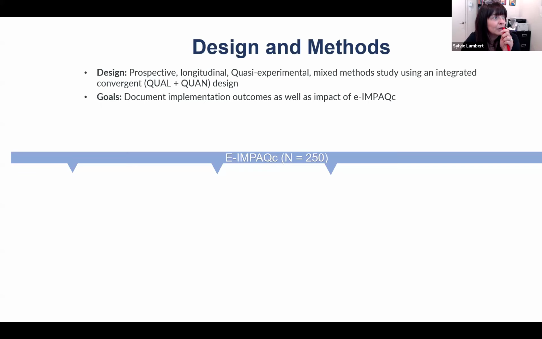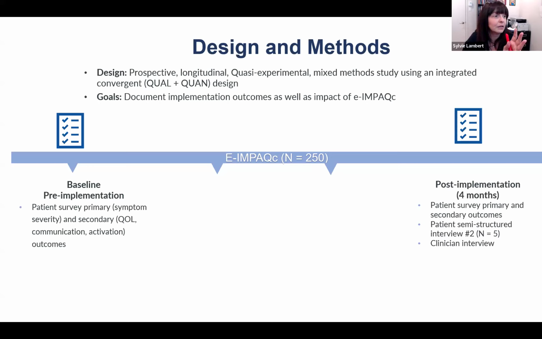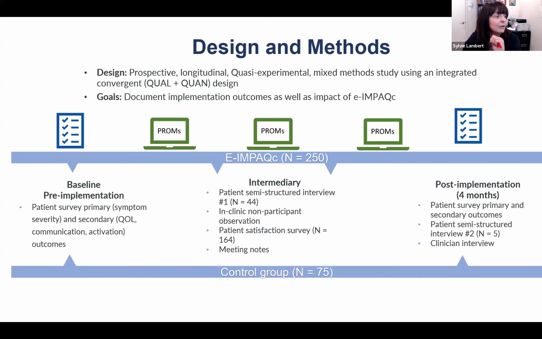So we had what we called a prospective longitudinal quasi-experimental mixed method design to evaluate real-world implementation. So we are in effectiveness evaluation here. And so we have a baseline, a pre-implementation survey that we give, and then patients completed their PROMS for 4 months, and then we have a post-implementation survey, and we have a control group that we were able to recruit.